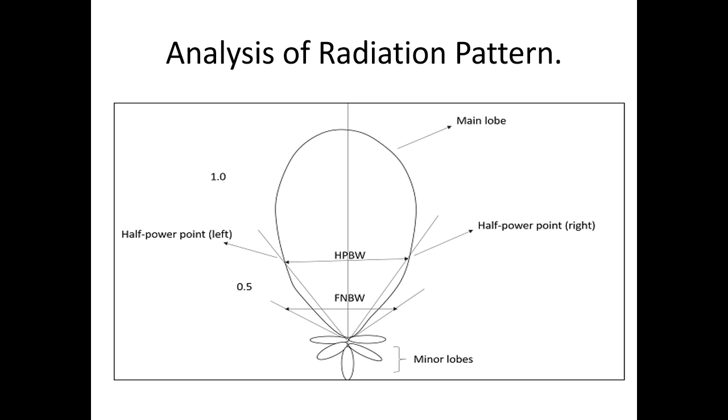For the sake of standardization, the maximum radiation is termed as 1. Everything else is divided by the maximum radiation. In the next video, we will see the different characteristics of antenna. This was the basics of antenna.